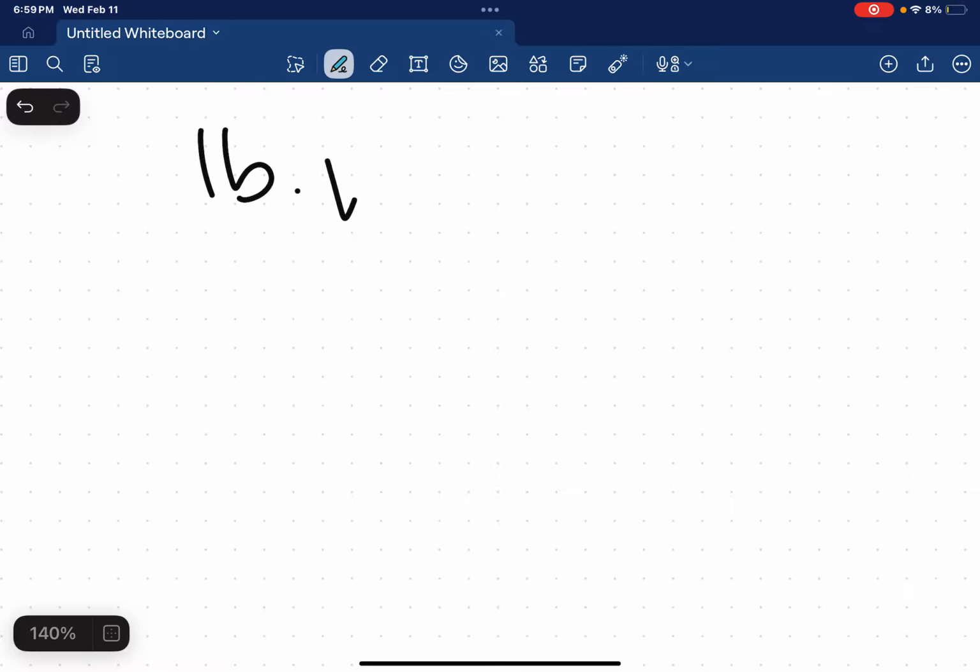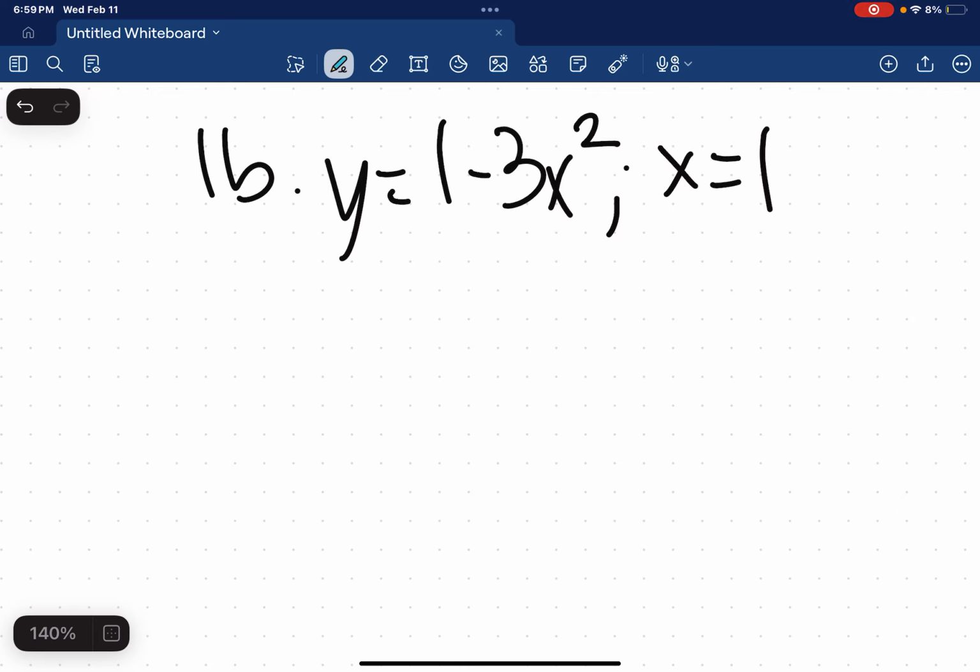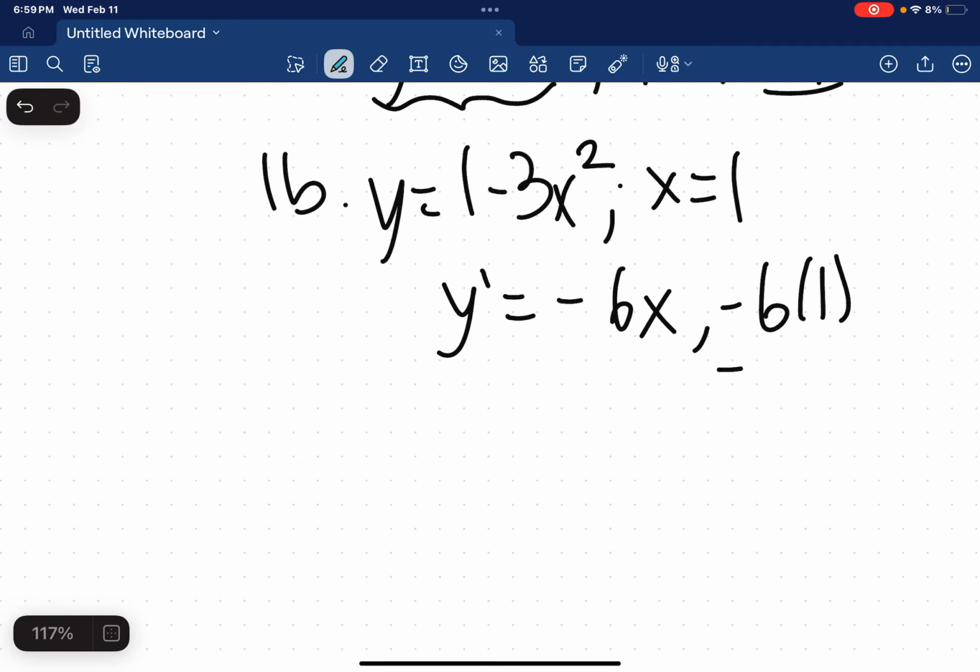1b, we have y is equal to 1 minus 3x squared at x equals 1. Once again, y prime is just going to be equal to negative 6x, and negative 6x times 1 is obviously negative 6. That is our answer.